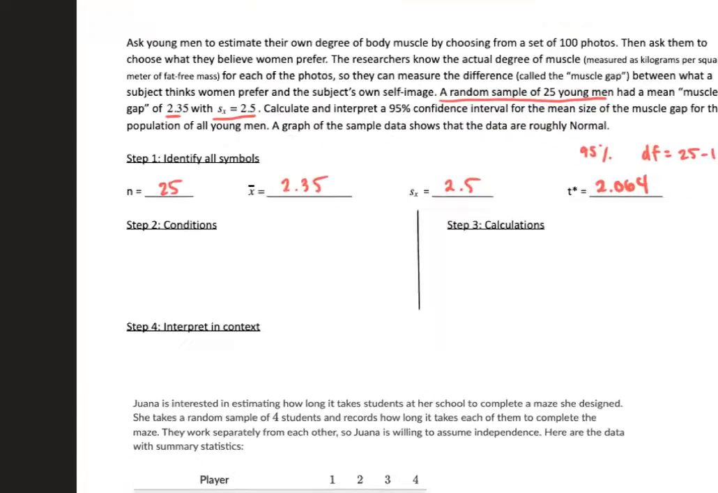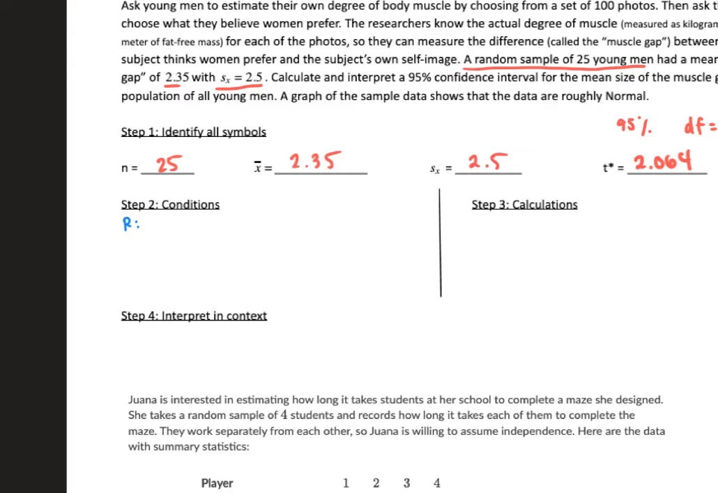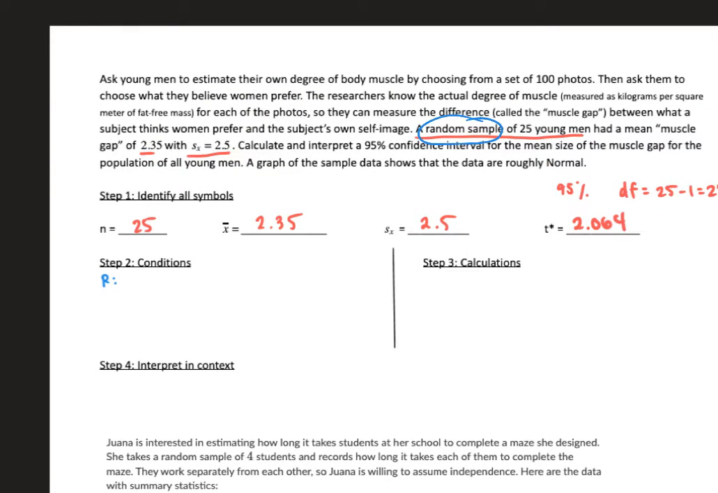So now we need to check our conditions. The first condition is the random condition. In this case, it does say a random sample. So we would say random is stated. For the normal condition, there's a couple ways, right? We can look at our sample size and see if that's greater than 30. So 25 is not greater than 30. So then we need to see if the sample data is roughly normal. This says a graph of the sample data shows the data are roughly normal. So that's how that condition is met. So sample data roughly normal.